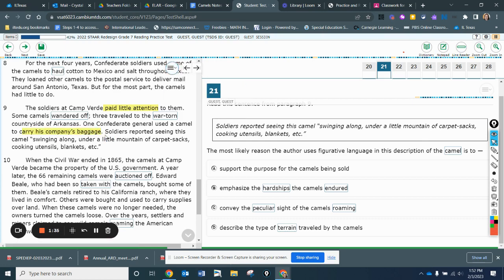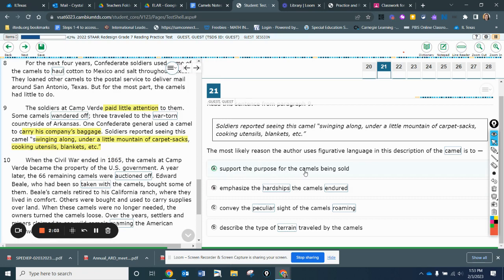It's asking us about him swinging along under a little mountain of carpet sacks. Trying to picture that in my head, swinging along. All right, so I can picture him swinging, boom, boom, boom, boom, with cooking utensils, blankets, etc. So he was swinging along and he had a whole lot of stuff on him, this one little camel. Why did the author include this in this story?